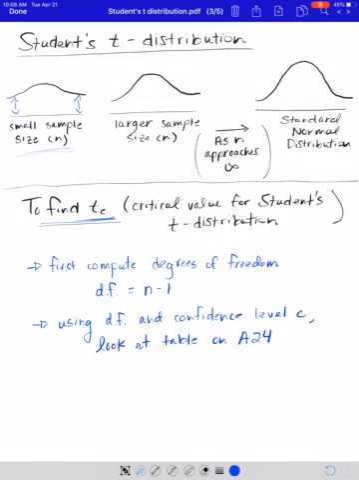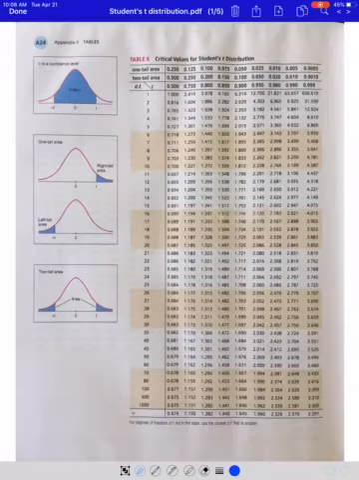All right, so let's take a look at that. Here it is. Okay, so notice in this table here we have our degrees of freedom. So that's all of these numbers here. And then our confidence level C, those are all of these numbers in this row here.